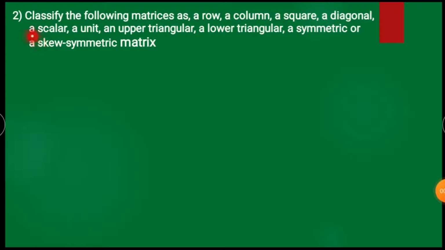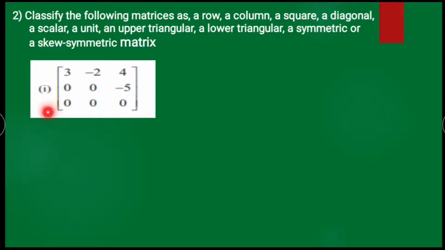Now next, question number second. Classify the following matrices as a row, a column, a square, a diagonal, a scalar, a unit, an upper triangular, a lower triangular, a symmetric or skew symmetric matrix.